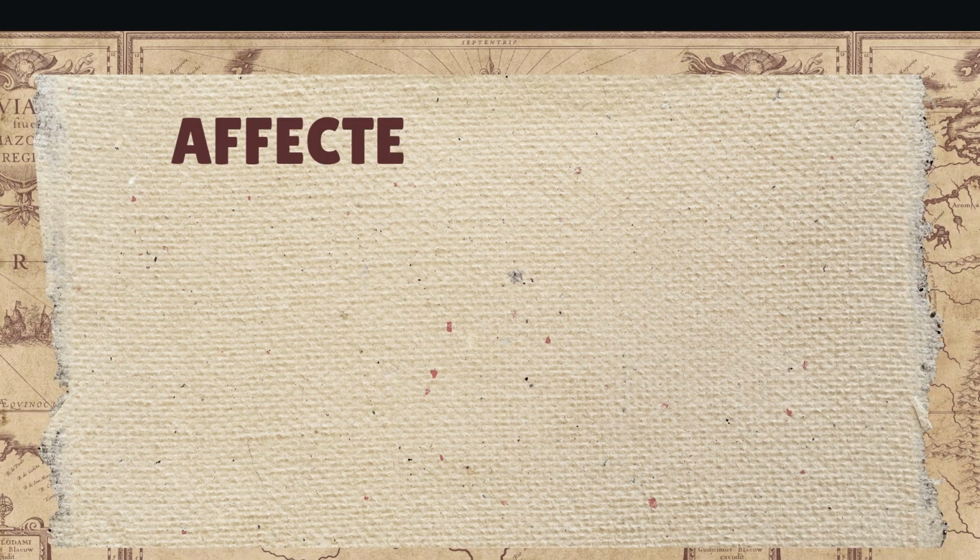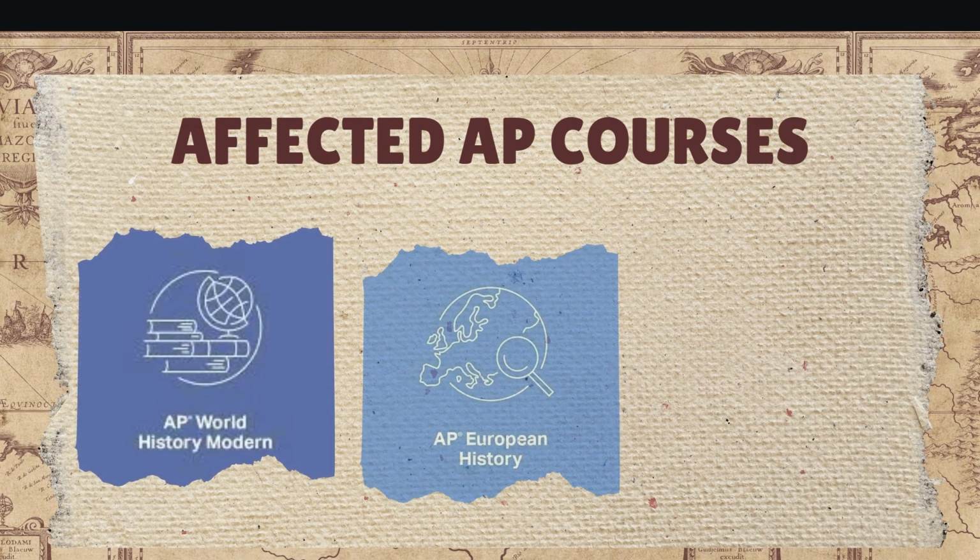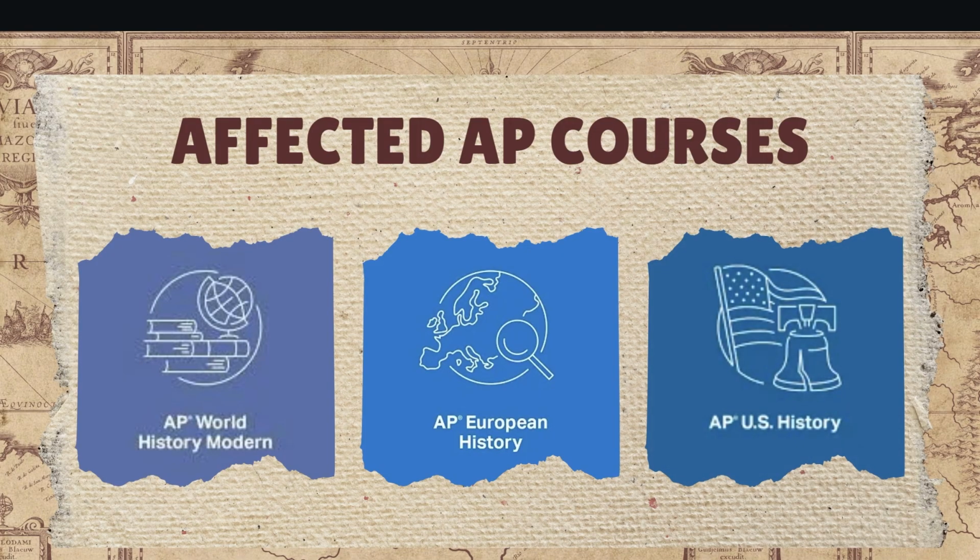So there are three AP History courses that the College Board currently offers: AP World, AP Euro, and AP US History. And depending on where you live, your school might offer all of them or only some of them. Regardless, the changes discussed in this video will apply to all three courses starting in 2027, specifically to the AP exam at the end of the year in May.